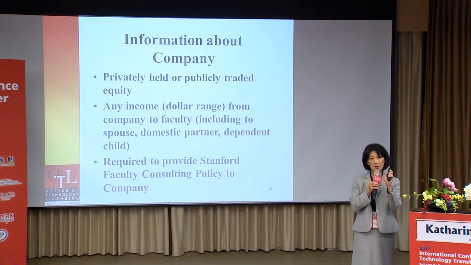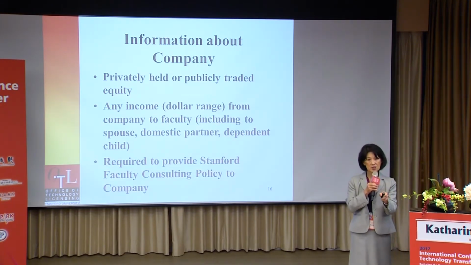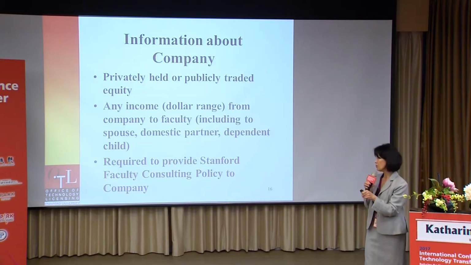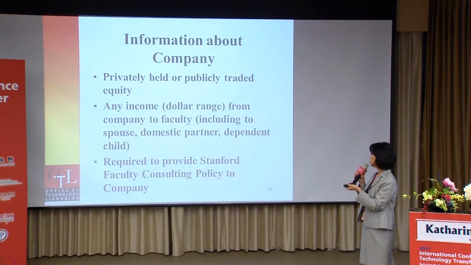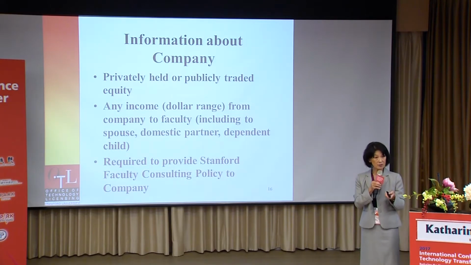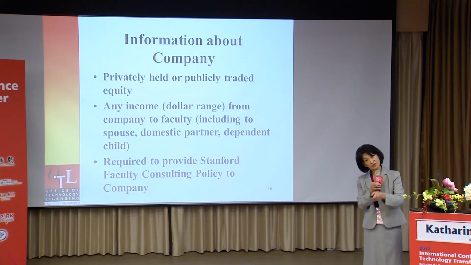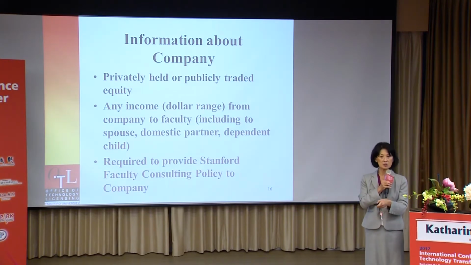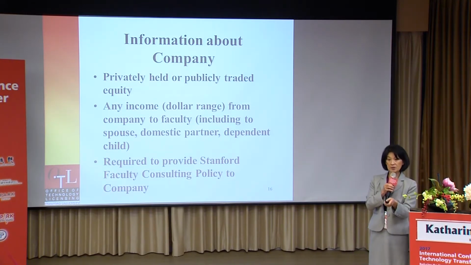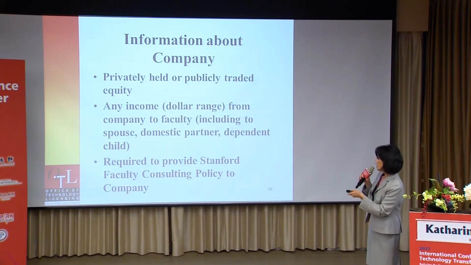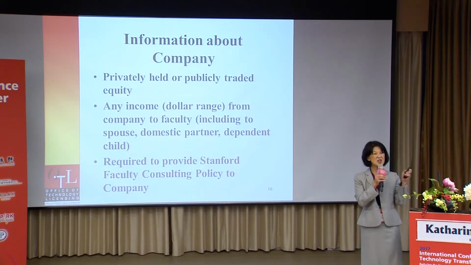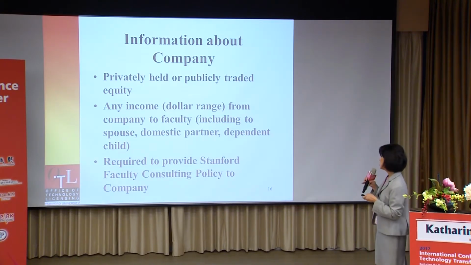So then the person actually does have to talk about the nature of the company. Is it privately held or publicly traded? It's typically privately held. That creates the most potential conflict. But if they have a financial interest in a drug company or something, they do have to disclose that too. Any income from the company to the faculty, and it's usually a dollar range. We're not that interested in the exact dollars.